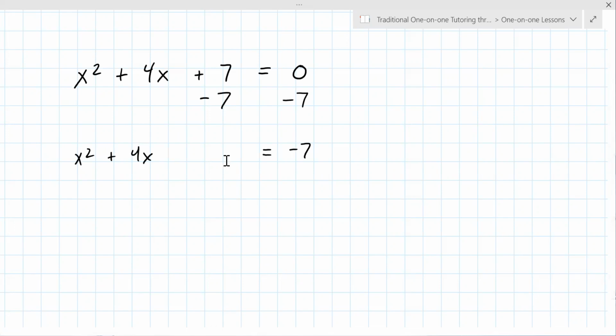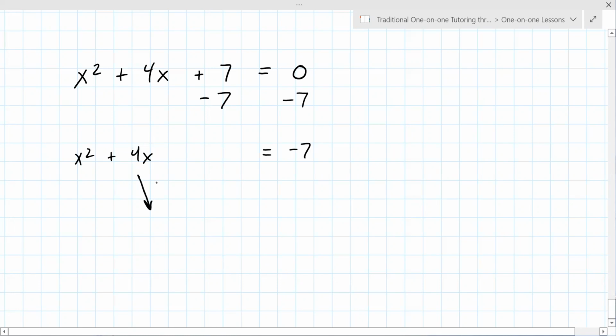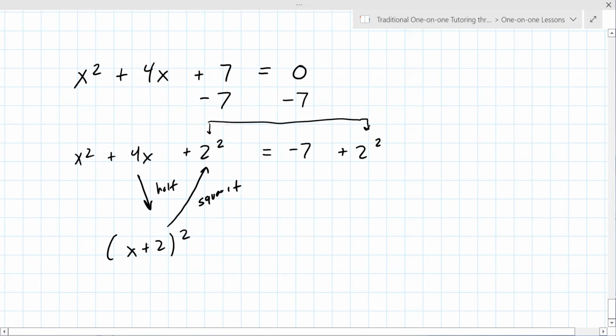Now the next step's kind of complicated, but it's based on this 4 here. You first take half of this number. You cut it in half. What is half of 4? 2. So x plus 2 squared. And then the number you put back, you square it. So it's like 2 squared, but then to be fair and balanced, you have to put it on both sides of the equation.